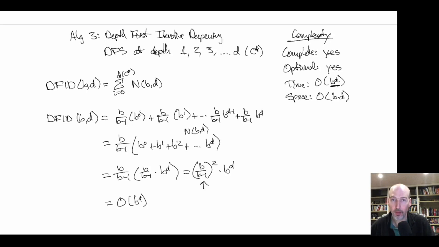So what we see here is that a depth first iterative deepening search, although it does all these iterations, has the early iterations amortized away by the last iteration, which is so expensive.